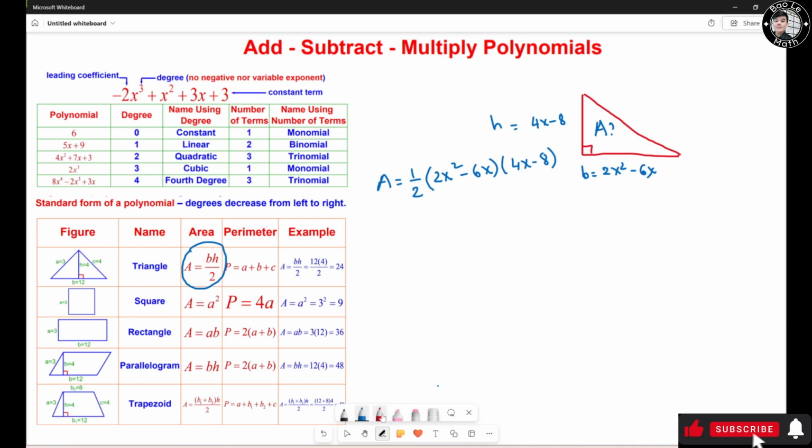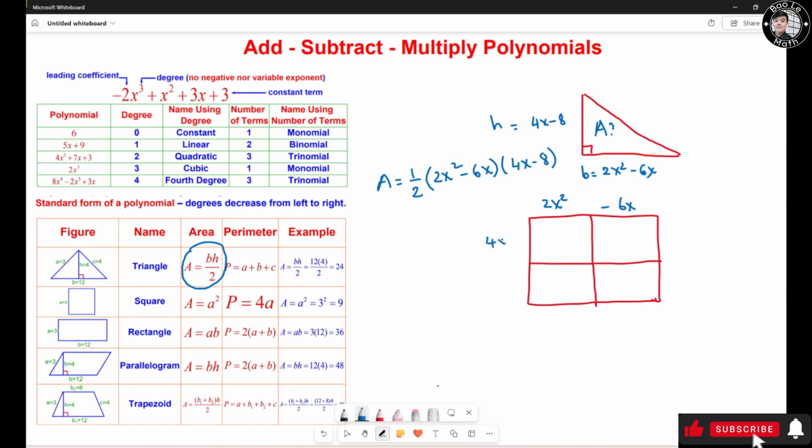Alright, so I'm going to use the box method to multiply this guy out. Alright, so 1/2 I don't need, so I just rewrite 1/2. Now 2s squared, I put 2s squared right here. This is minus 6s, I put minus 6s here. 4s, put 4s right here. Minus 8, put minus 8 right here. Now just multiply this one out.